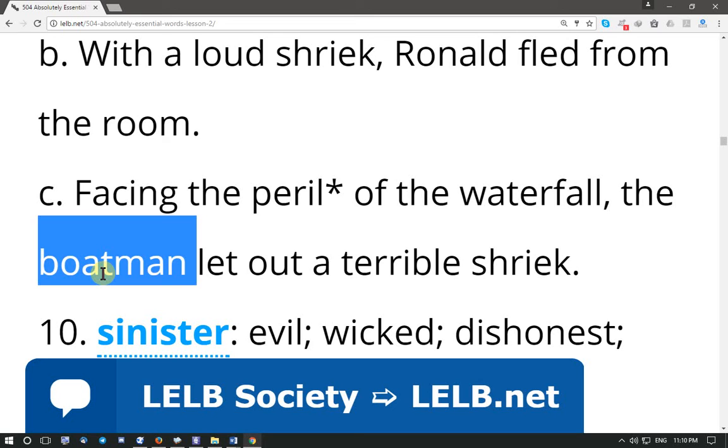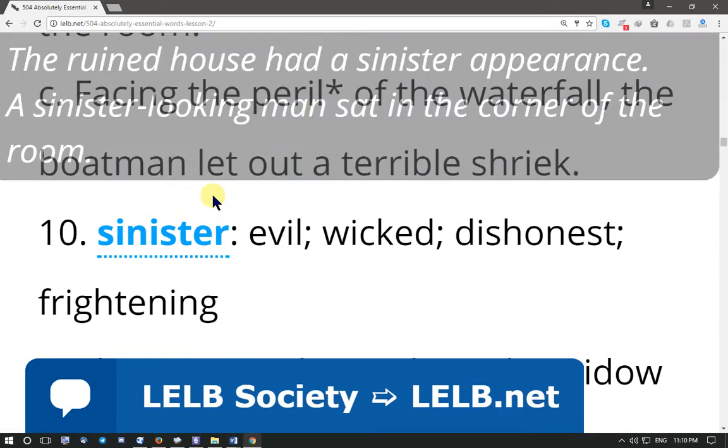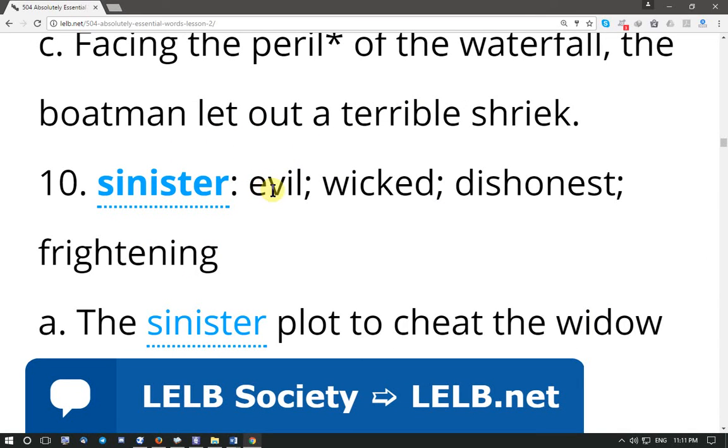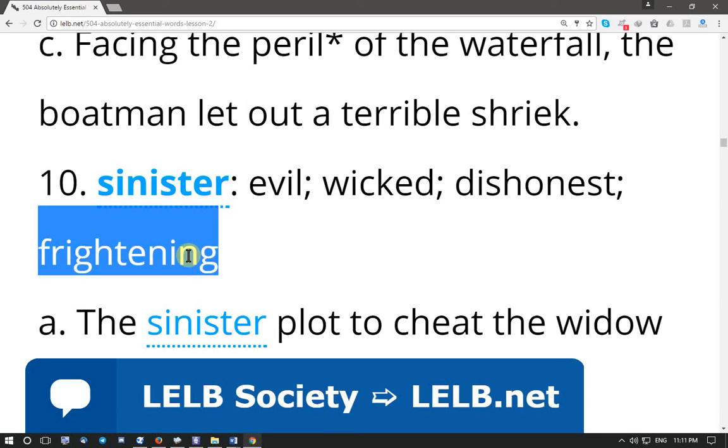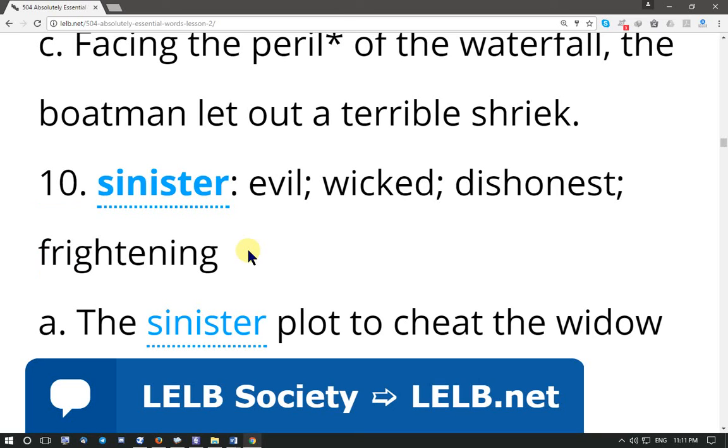So number 10, sinister, first syllable. The stress is on the first syllable. Evil, wicked, dishonest, frightening, forbidding, so means ill-tempered, ill-mannered, wicked, vicious. Okay, these are some words.